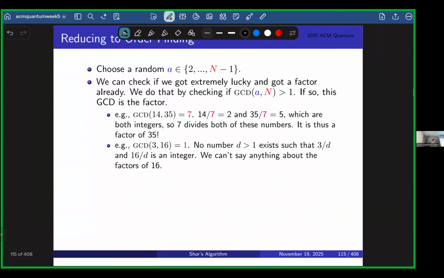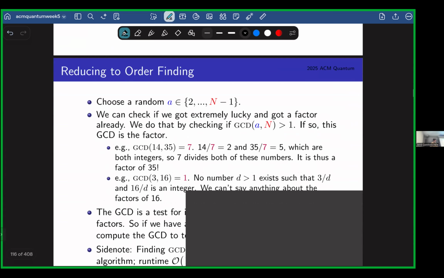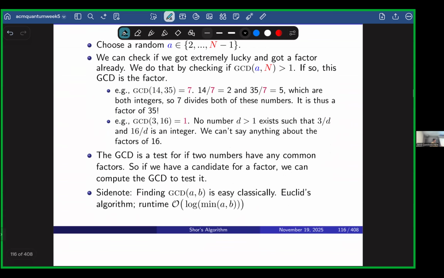And here is an example of when it wouldn't work. The GCD of 3 and 16 is 1, because there's no integer greater than 1 that you can divide 3 and 16 by and still get an integer. So that's inconclusive about the factors of 16. Like you said, Euclid's algorithm is logarithmic. So anytime we think we have a candidate for a factor, we can easily test it classically.